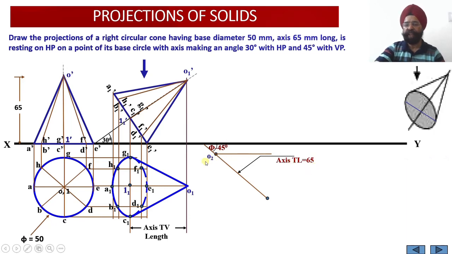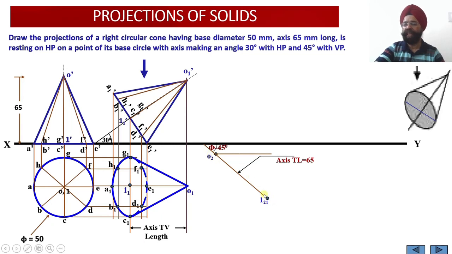Now the first point is O2. The second point will be O21. This point's name will be 1, 2, 1. This is 1, this is 2, and then the suffix 1 is always there besides any given true length.